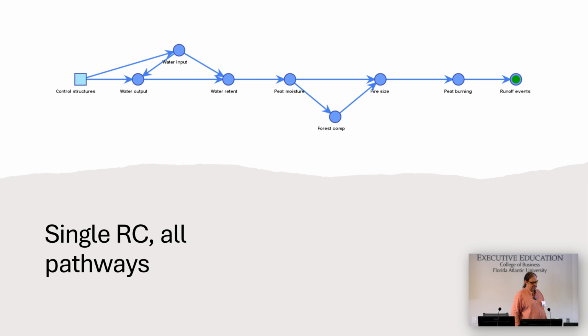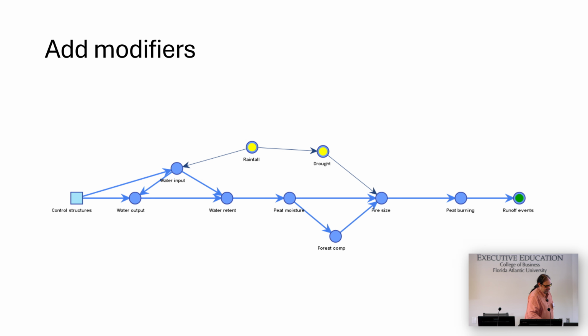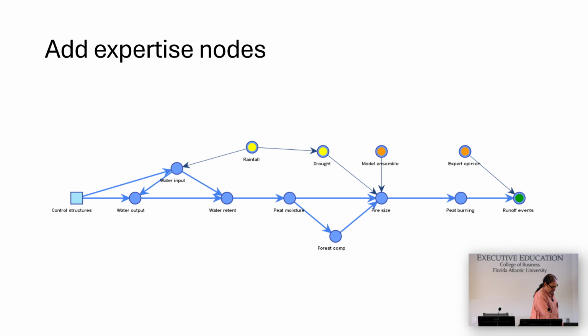And so this is a result chain with all 6 individual causal pathways integrated. And so this adds in a few nodes, such as the forest composition node. And we can add modifiers to this to examine what could facilitate or hinder the progress along this results chain from our control structures to our runoff events. In this case, we added rainfall and a drought occurrence related to rainfall.